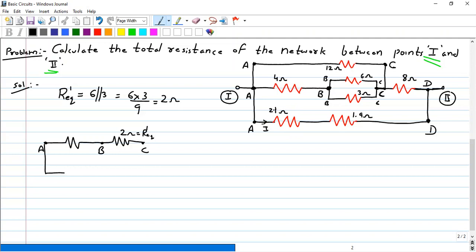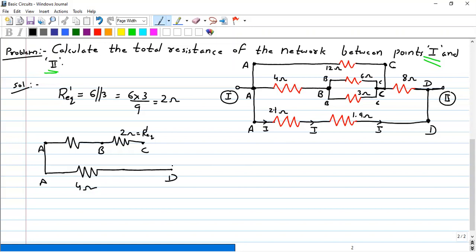If the current is I here, then the same current I will come out here. And again, this same current I will flow through 1.9 ohms and come out here. Therefore, 2.1 and 1.9 are carrying the same current I. As they are carrying the same current, we can consider them to be in series. Therefore the equivalent is 2.1 plus 1.9, which is 4 ohms. The point is A, and the other terminal will be D itself.